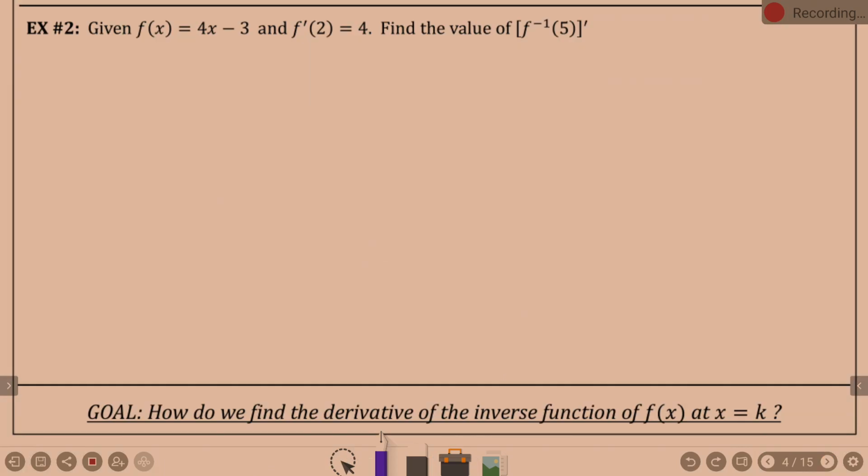Okay, so let's look at example 2 here. We're going to try and use this formula. We're given a function: f of x is defined to be 4x minus 3. And we're given the fact that the derivative at 2 is equal to 4. They want us to find the value of the derivative of f inverse at 5.